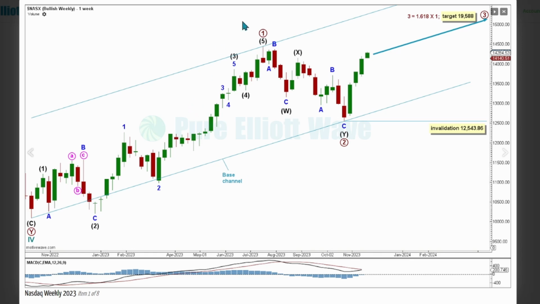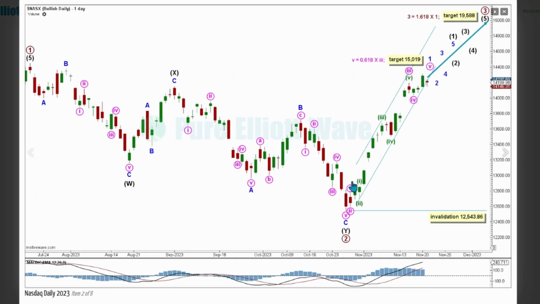A base channel is drawn around the current primary degree movements from the beginning of primary wave 1 to the end of primary wave 2 with a copy on the end of primary wave 1. Primary wave 3 is expected to break above resistance at this channel with its increase in bullish movement and momentum.